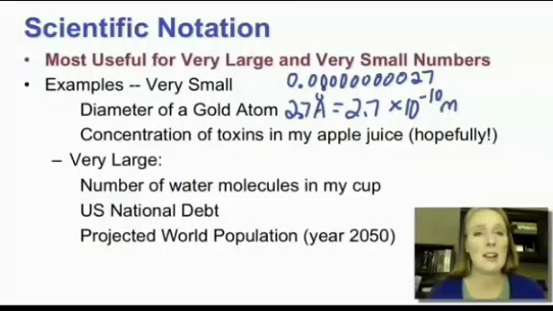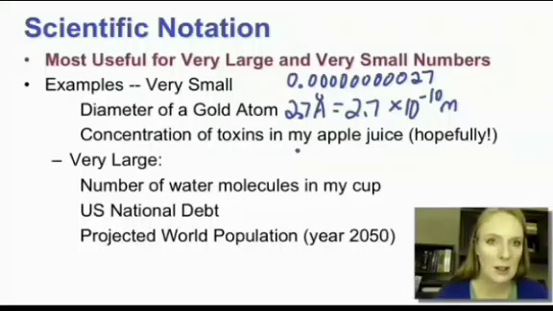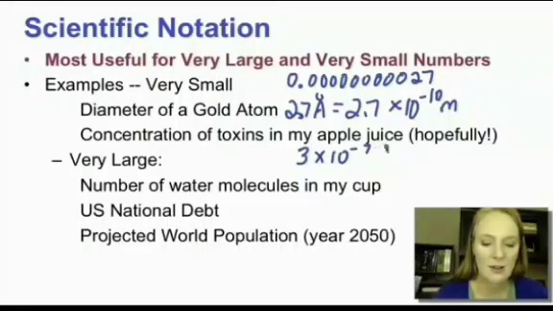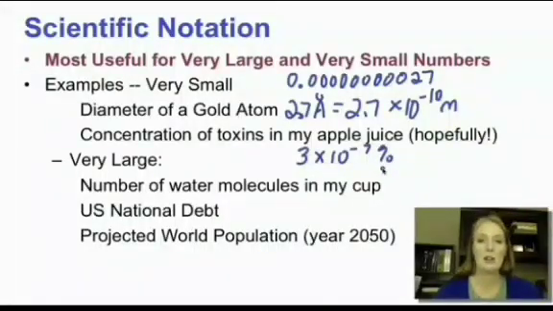Another thing I hope is a very small number is the concentration of arsenic in my apple juice. What do you think the concentration of arsenic in my apple juice is? Well, the Environmental Protection Agency in the United States says it has to be less than 3 parts per billion. Well, how much is 3 parts per billion? 3 parts per billion is 3 times 10 to the minus 7%. That's not very much arsenic. Hopefully it's less than that. So I'm hoping that my concentration is less than 3 times 10 to the minus 7%.